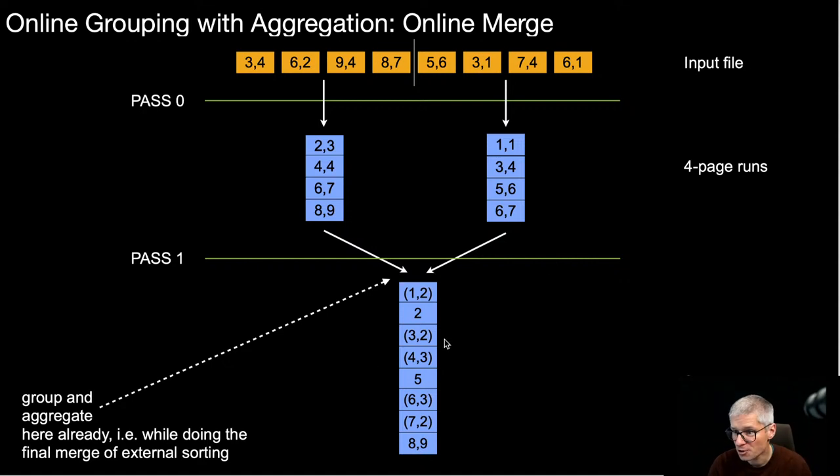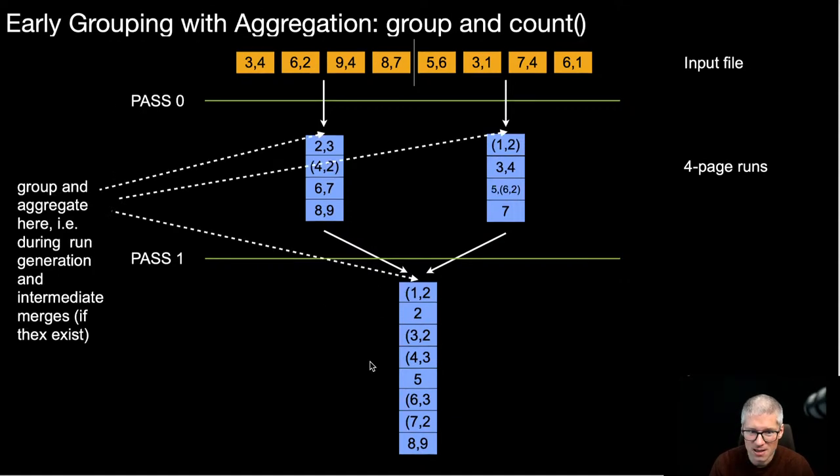And of course, you could push it down in this merge tree. You could also say, why am I doing it in the last pass already? I could also do it here somehow. Already when creating those first runs in pass zero, you could say, well, I don't write out the sorted runs, the 4-page runs we had initially. I already write out the grouped and aggregated result. So that's possible in this scenario as we are only counting.